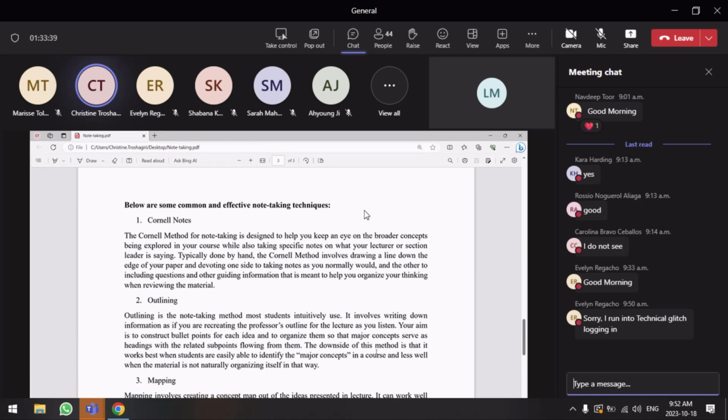However, those notes are going to cover broader concepts. We're not writing, what does it mean, note-taking? You're not going to write every single word or every single concept. You're going to write the broader concepts, what you think is important in the course or what you think is important based on your instructor's explanation.